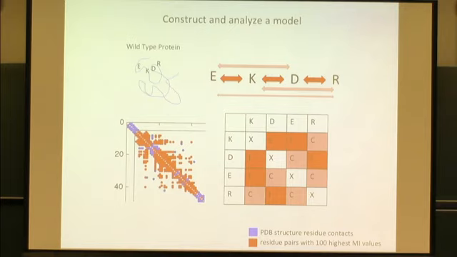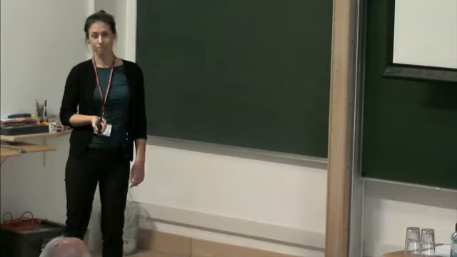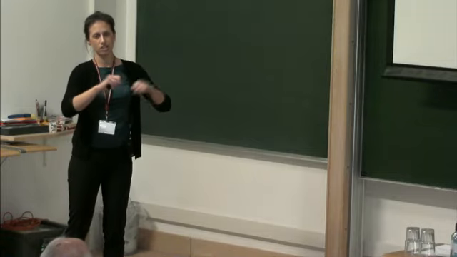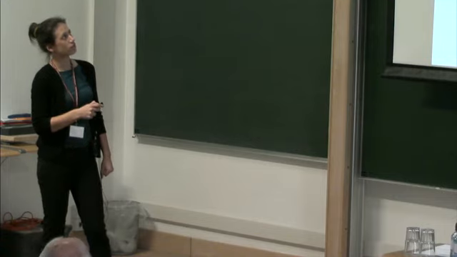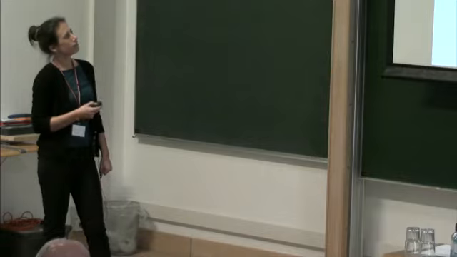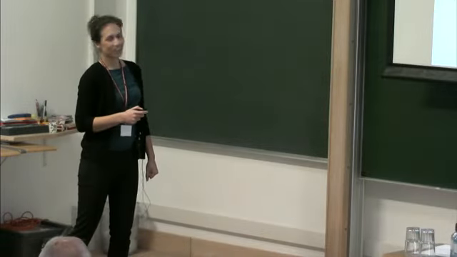Why do you expect the correlation between D and R and E and K? Just because they're close along the line? No, because they're close in the structure. That's my hypothesis, not because they're close in the sequence. They're not meant to be close in the sequence. I just misunderstood you. They're just close in the structure. Like this. I could have drawn it better.